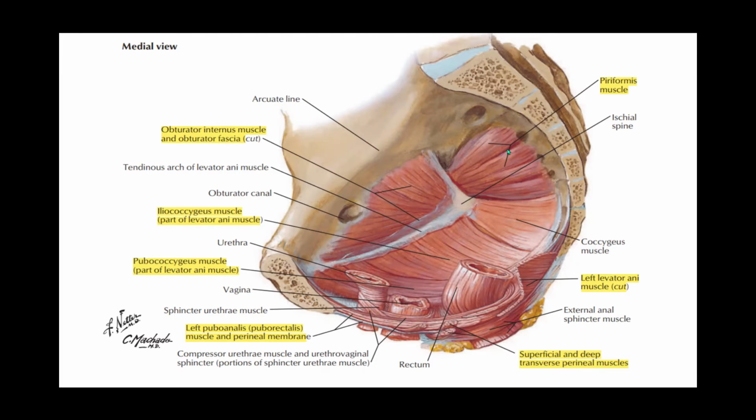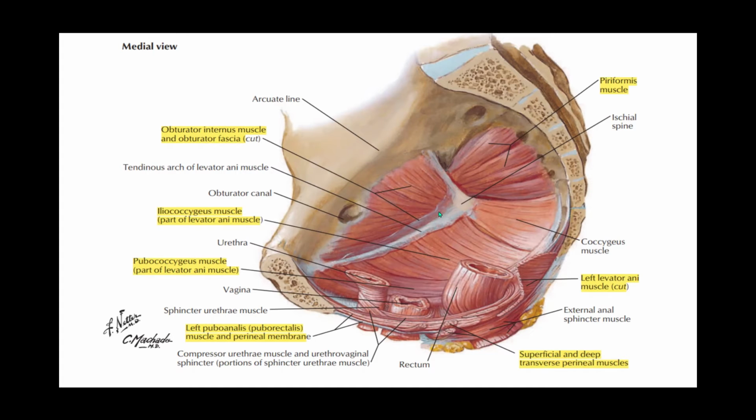On the posterior side, we can see this muscle that has different digitations, and that muscle is called the piriformis muscle. We'll appreciate these muscles further as we move through other slides.